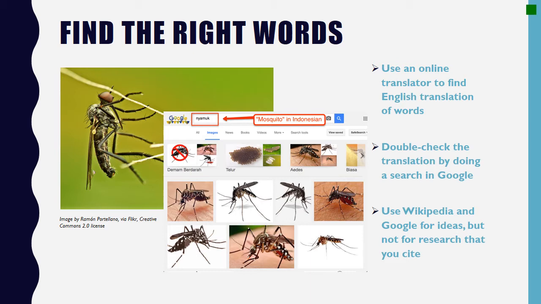Be careful how you use Google and Wikipedia for research. You can use these websites to get ideas and to learn new words, but you usually should not use Wikipedia or websites found through Google in your research projects. We will talk about how to evaluate which information is good in another short tutorial.